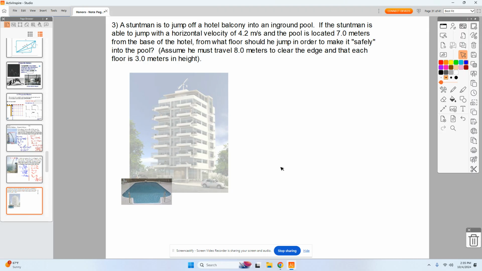If the stuntman is able to jump with a horizontal velocity of 4.2 meters per second, and the pool is located 7 meters from the base of the hotel, I would like to know from what floor he needs to jump in order to make it safely into the pool. Now, that pool is 7 meters distant from the base of the hotel. He wants to get to an 8-meter distance so that he has a meter of clearance.